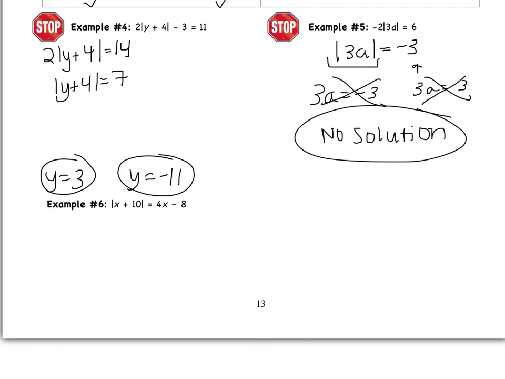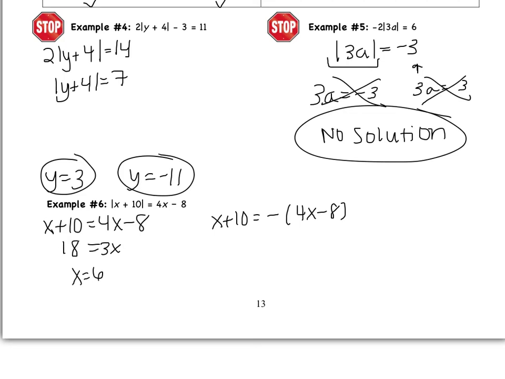Last one that we have is example 6. We can see that the absolute value is already isolated. So I get x add 10 equals 4x minus 8. Then I'm going to have x plus 10 equals, I need a negative 4x minus 8. So just like we did earlier, positive 10 and negative 10. You always need a positive and a negative. When I subtract x, I get 3x. Adding 8, I get 18. So I get x equals 6.